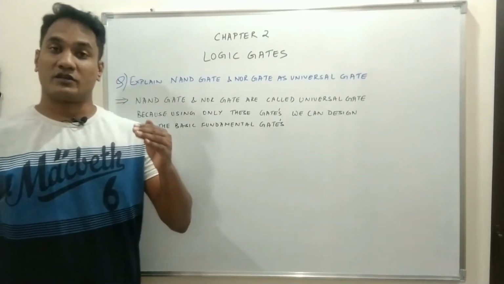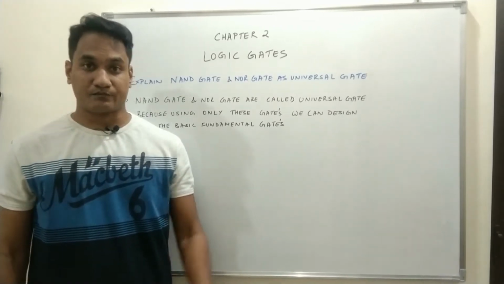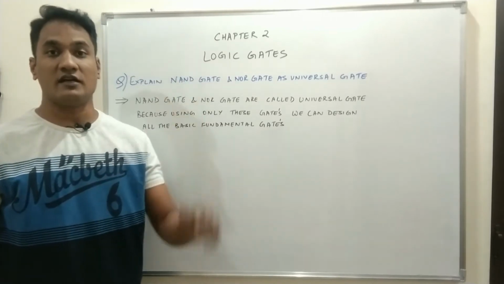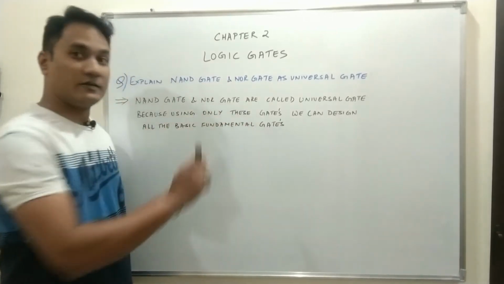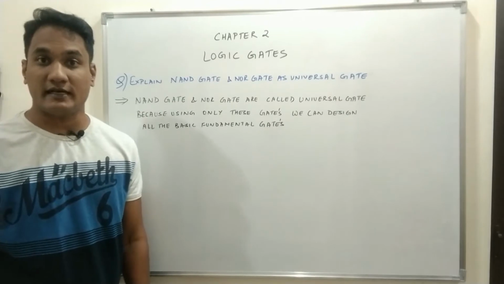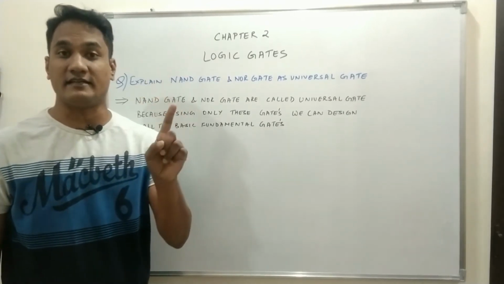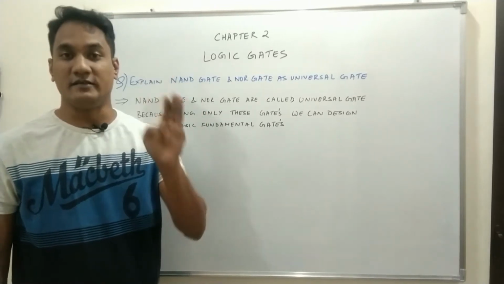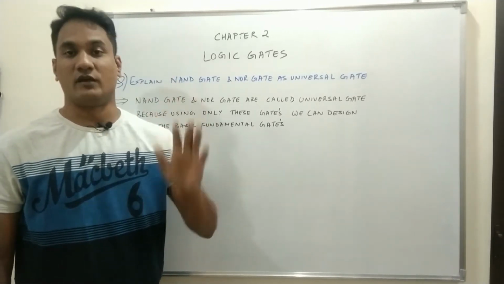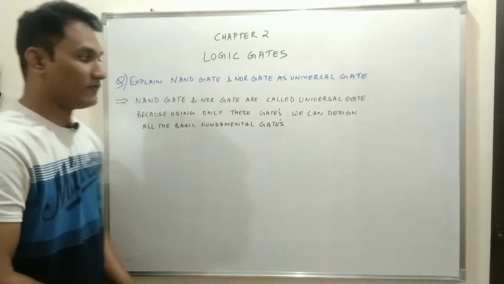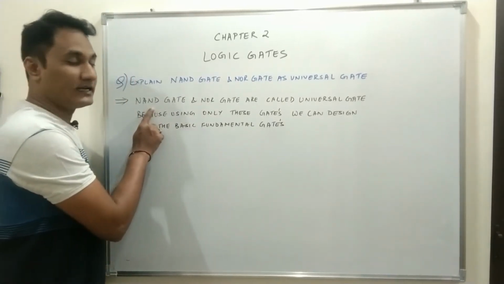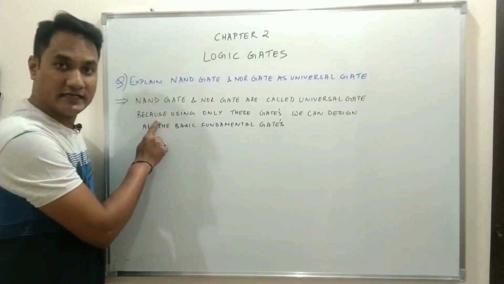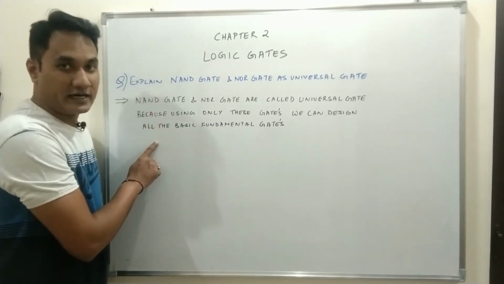So this question will be asked for 4 marks. The explanation part of this answer will be the statement first why it is called as universal gate, and then we have to draw 6 circuits, 3 basic circuits using NAND, 3 basic circuits using NOR. That will give you 4 marks. I have already given you the statement why NAND gate and NOR gate are called as universal gate, because using only these gates we can design all the basic fundamental gates.